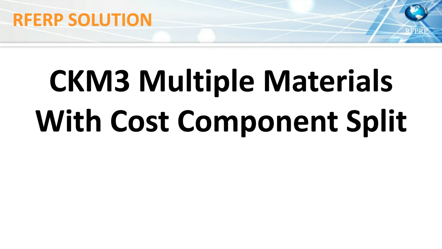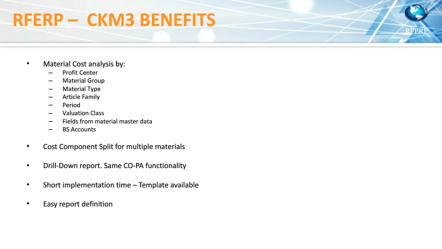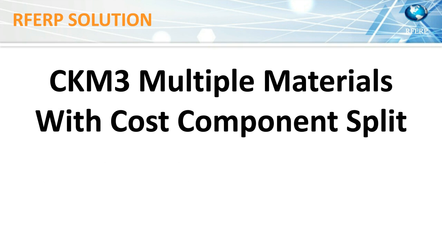So what we have with CKM3 is multiple materials with cost component split. If you look in SAP today, there are some hidden transactions that, to be honest, I don't know the reason. So I think my voice is cutting. I'll try to speak slowly.